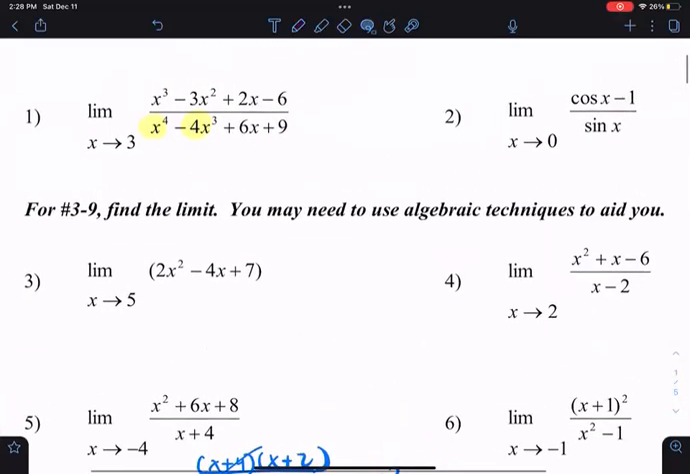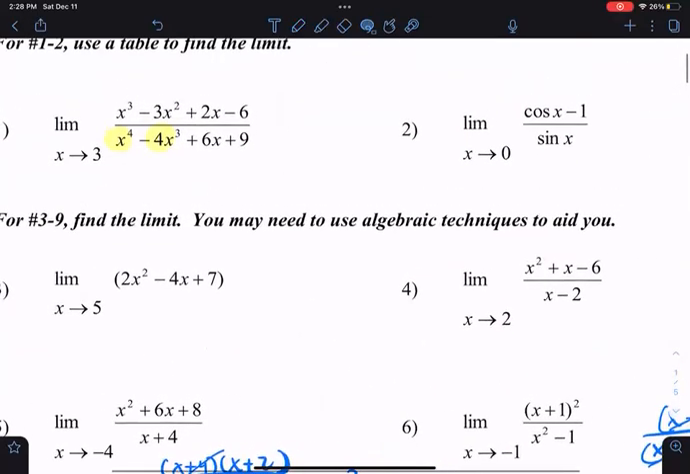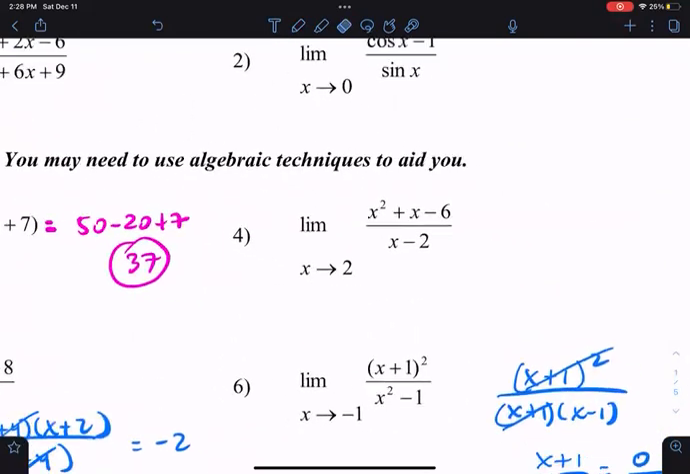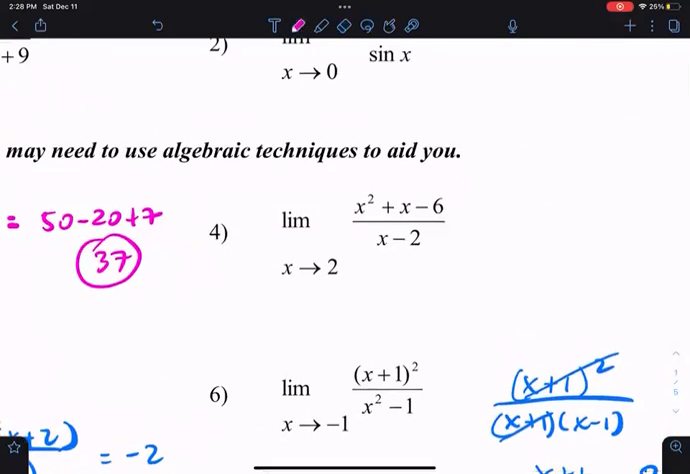Okay, here you need to evaluate the limit, right? So if you can just plug it in and it turns out to be a nice number, then you're good, right? So if you plug that in, you get 50 minus 20 plus 7. So that's gonna be what, 37, right? That's it. Just plug the 5 in the function, right? That's all. Here, same thing. If you plug that in, you get 4 plus 2, that's gonna be 6 minus 6. And this is gonna be 0, right?